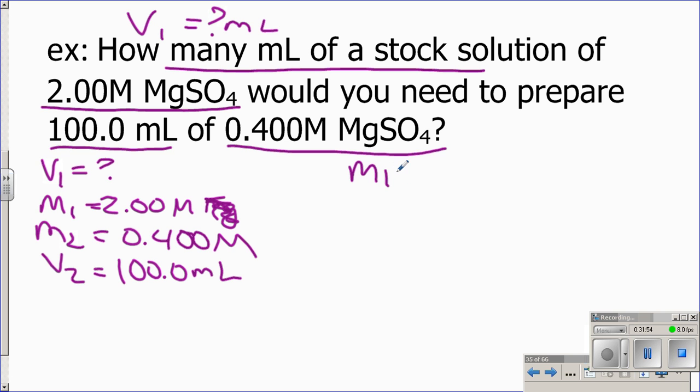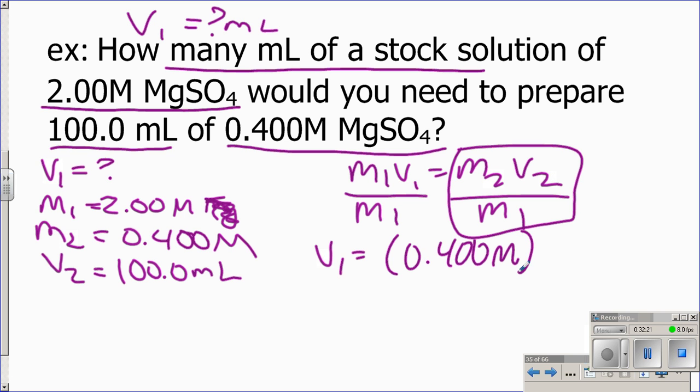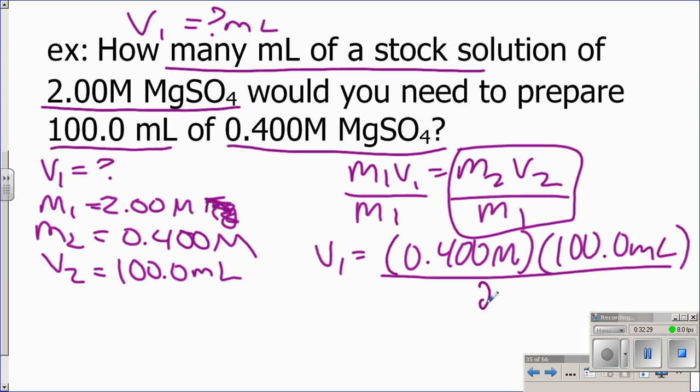So M1V1 equals M2V2. Divide by what? Dividing by M1 to isolate V1, right? So divide by M1 on both sides. V1 is equal to M2V2 over M1. What's M2? 0.400 molar. What's the V2? 100 milliliters. Write your units out, right? Over 2.00 molar. What cancels? Molarity, right? Done. We're stuck with milliliters.